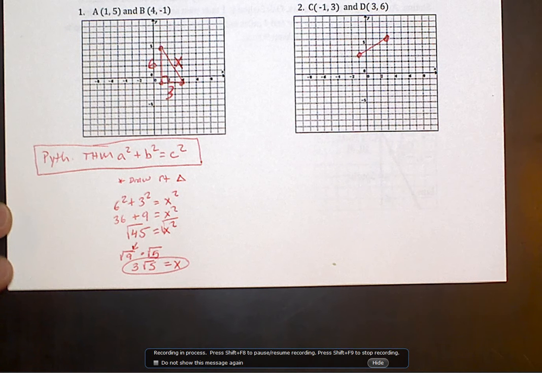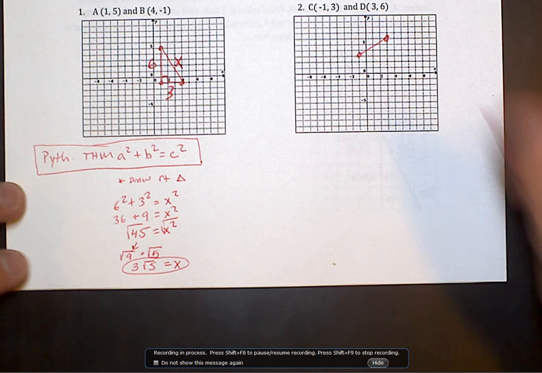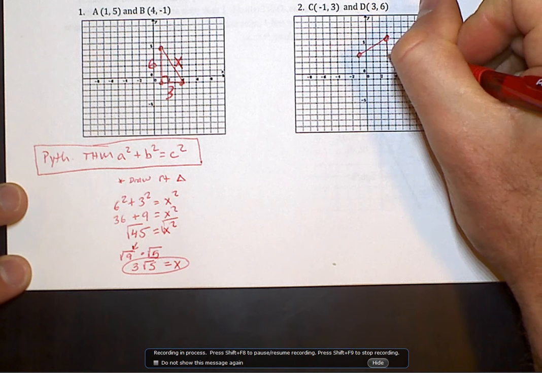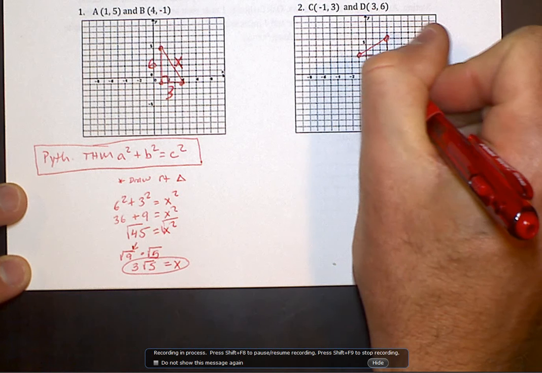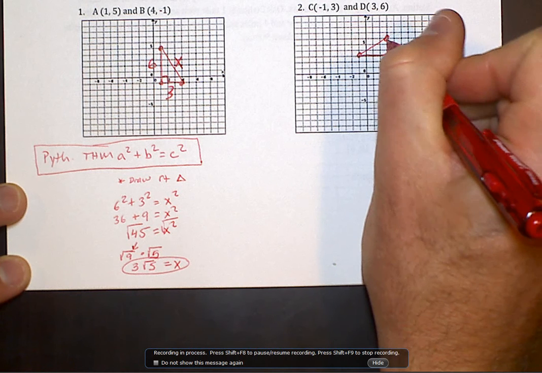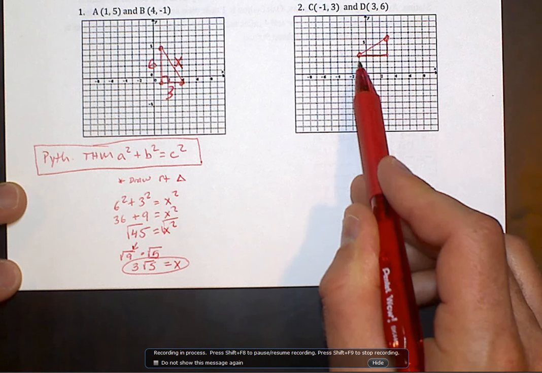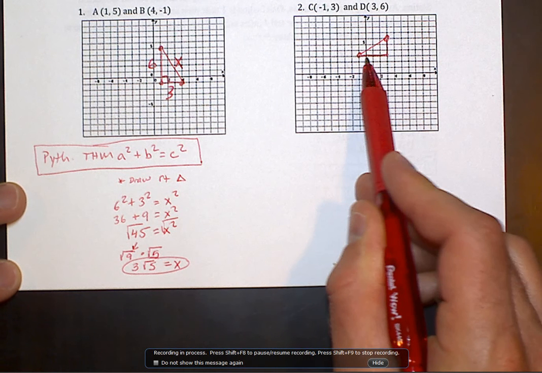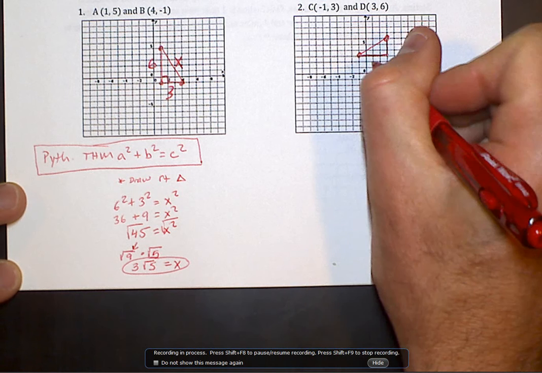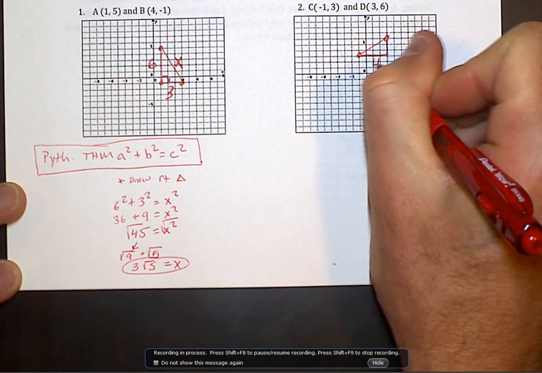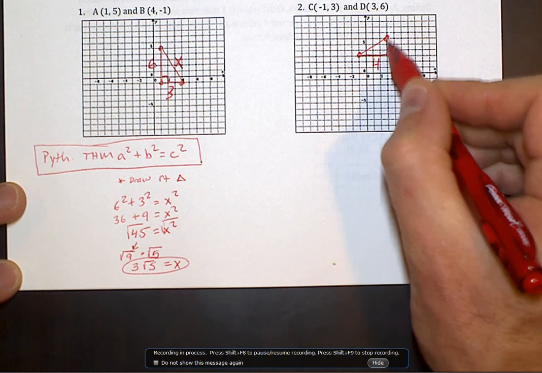Now you want to create a right triangle. You can do this in a couple different ways. Most students are usually going to go down either right or to the left to create that horizontal and vertical line to make that right triangle. And then you just count with your finger 1, 2, 3, 4. So that bottom part is just 4 units. The top part 1, 2, 3, 3 units.